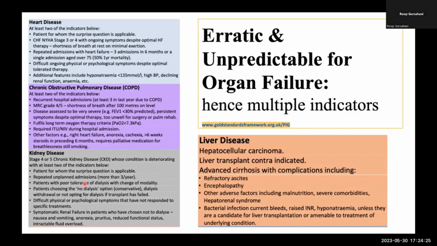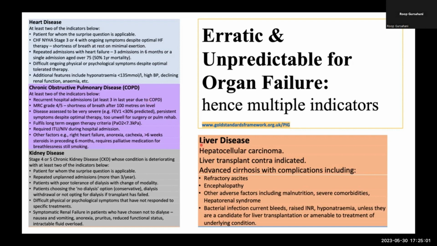When you come to organ failure, and if you look at the trajectory of organ failure, it dips and rises and dips and rises. You can see that these predictors start to get erratic and unpredictable. And each disease will have its own set of issues. I strongly recommend everybody to look at the Gold Standards Framework and download the materials that are there. This is free, you have to just register. And this is all taken from there.